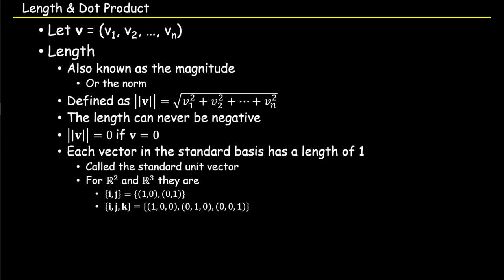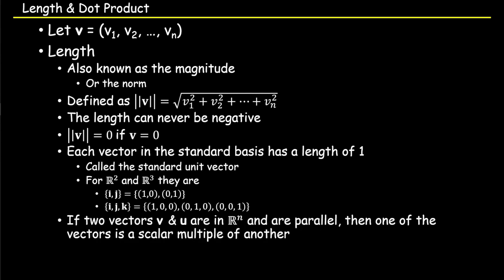Another thing about the length of a vector is that if 2 vectors, let's say v and u, are in R^n and are parallel to each other, then we can express one of the vectors as a scalar multiple of the other. Because they're parallel to each other, they don't necessarily have to point in the same direction. It just means that you can multiply one vector, let's say u, by some constant such that it will give you the vector v. And this brings us to the length of a scalar multiple.